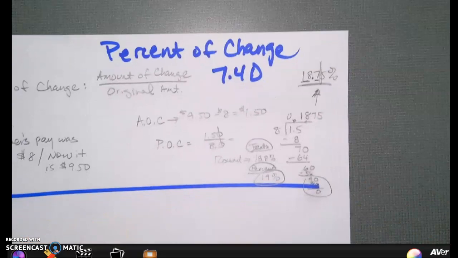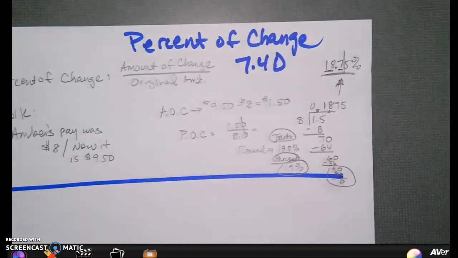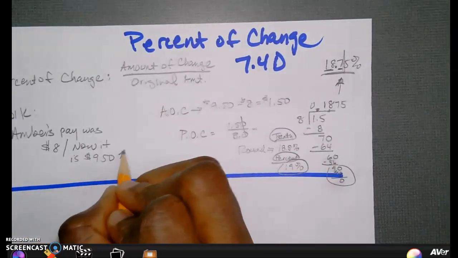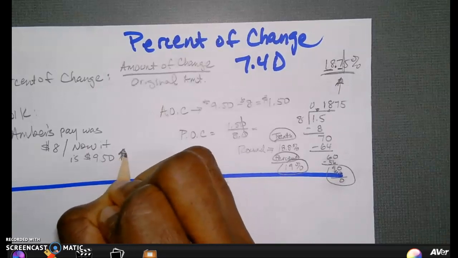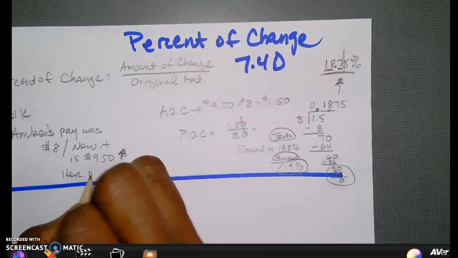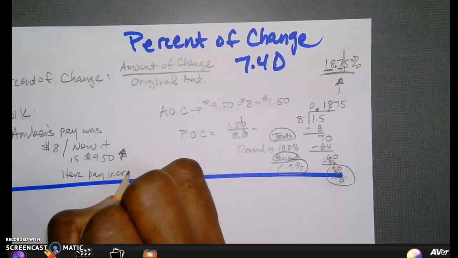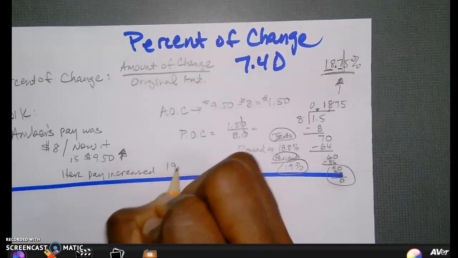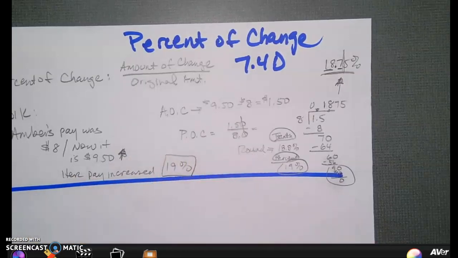So in this case, Amber's pay was increased because, again, it went up. Her pay increased 19%.